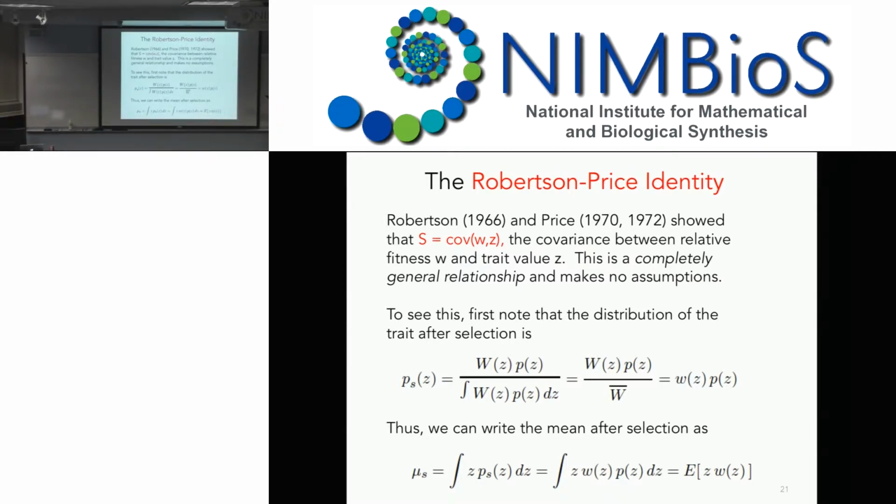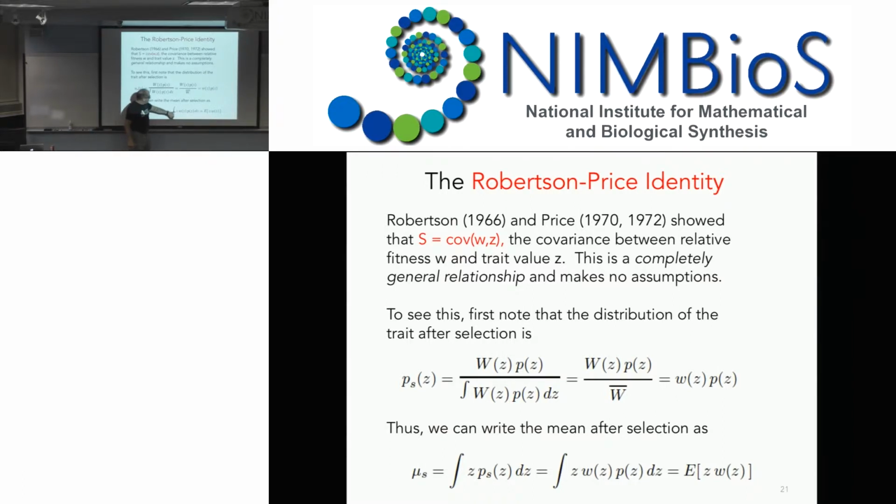And the way you get this simple expression is pretty straightforward. If I define the frequency of Z after selection, it's pretty simple. There's the distribution beforehand. Here's the fitness-weighted distribution. To make sure it normalizes to 1 and is a proper probability distribution, I divide by W bar. So the fitness-weighted distribution is simply the relative fitness times the distribution beforehand. What is the mean after that? Well, the mean is simply the average value over the distribution. So here's that distribution, and you can write it this way.